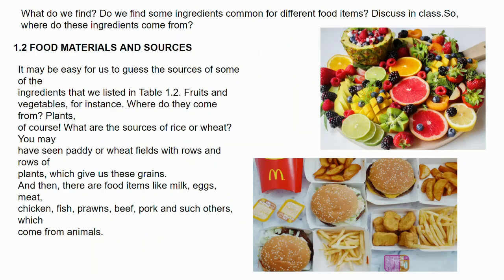Food item. Ingredients. What do we find? Do we find some ingredients common for different food items? Discuss in class. So, where do these ingredients come from? 1.2 Food materials and sources.